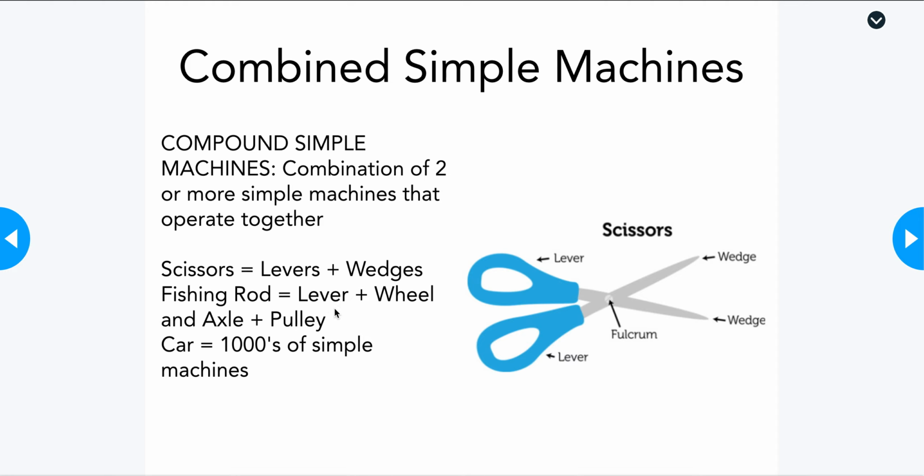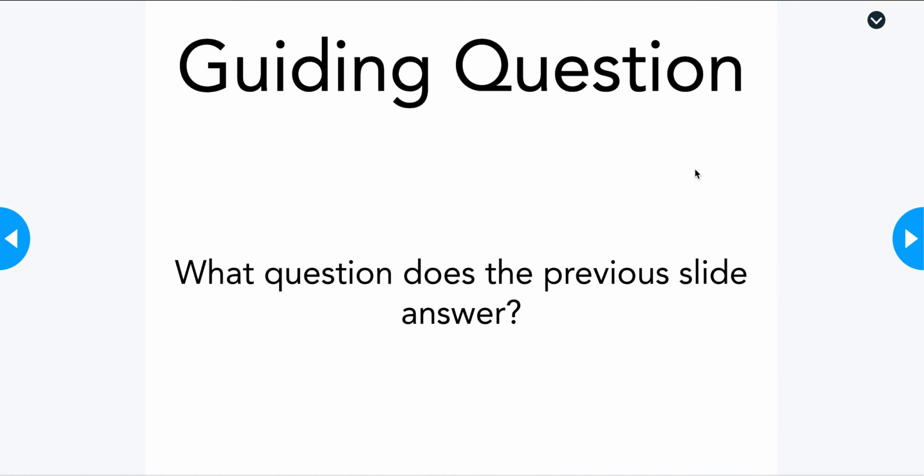A fishing rod combines a lever, a wheel and axle, and a pulley. The lever is the rod itself, the wheel and axle is the reel, and the pulley is also the reel as it attaches to the line. And a car is going to be thousands and thousands of simple machines all combined together. What question does the previous slide answer?